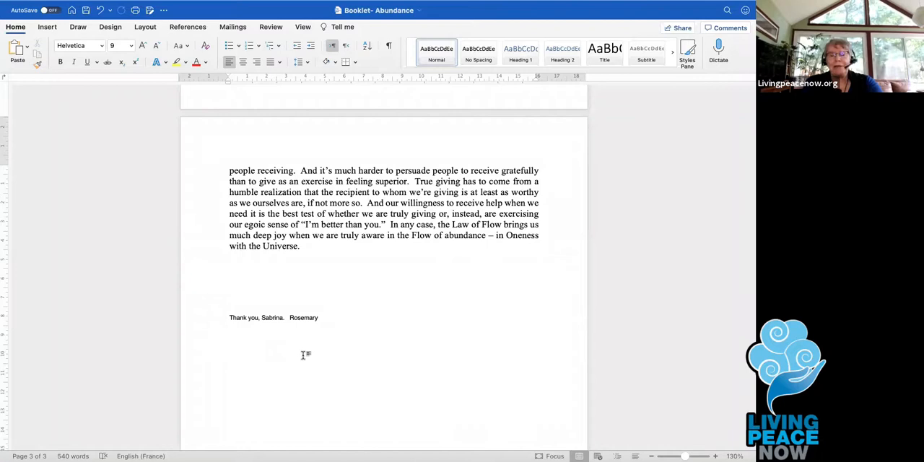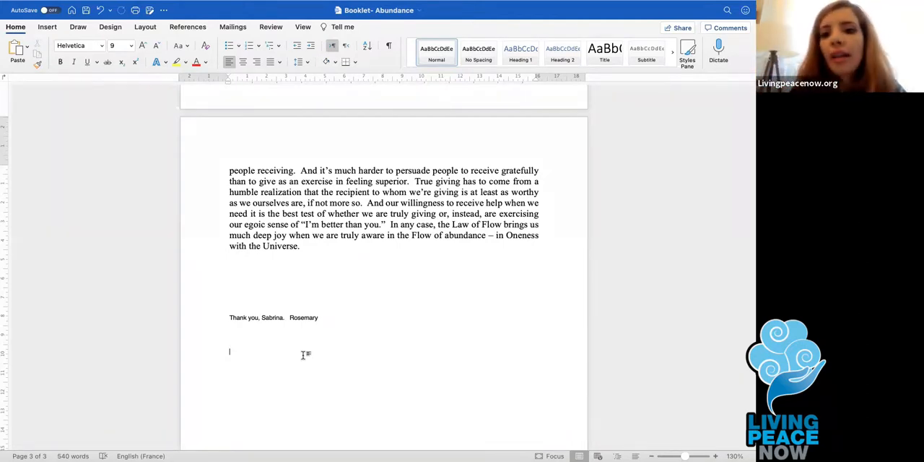In any case, the law of flow brings us much deep joy when we're truly aware in the flow of abundance, in oneness with the universe. Thank you so much, Rosemary. Yeah, so this paragraph, I have shared it on the Telegram groups. We can reflect on it and we can come up with other ideas or sub ideas or an experience of ours that we have experienced. It is in the Telegram groups. Abu is here. He is going to share it every day with you. I wish I can receive your paragraphs, that kind of any other type of ideas that you have.